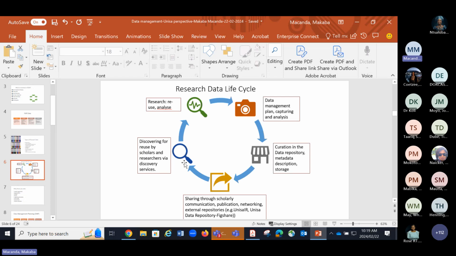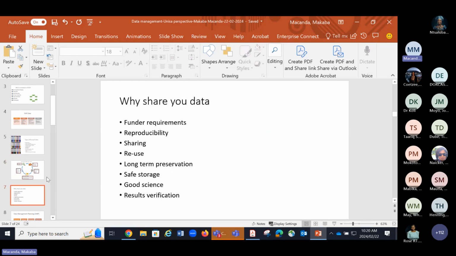It is shared in scholarly communication or external repositories like the UNISA data repository, available on a platform called Figshare. So why would you share your data? It's a funder requirement in most cases. We ensure reproducibility, in terms of bettering the research, and sharing research data makes sure that it's a good research practice.